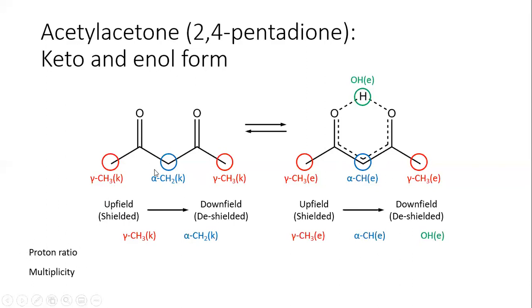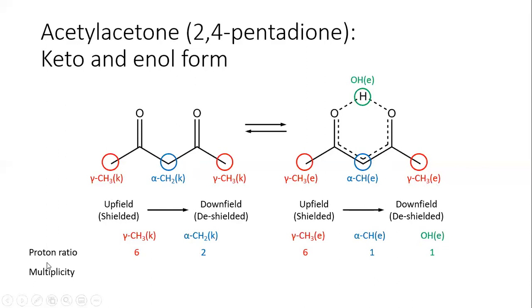So we simply need to count the number of protons in each group. Here we have 6 protons in the methyl group and 2 protons in the alpha proton group. So the ratio of the peak area will be 6 to 2, or we can simplify it as 3 to 1. Here we have 6 in the methyl, 1 in the CH, and 1 in the OH. So the ratio is going to be 6, 1, 1.